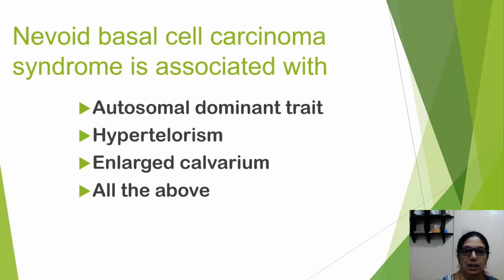Nevoid basal cell carcinoma syndrome is associated with which autosomal dominant trait, hypertelorism, enlarged calvarium, or all the above? Actually, it is associated with odontogenic keratocyst. Multiple odontogenic keratocysts will be seen in this syndrome. Along with that, you will see all these features. So the correct answer is all the above. So it is autosomal dominant trait, hypertelorism is seen, and also enlarged calvarium is common.